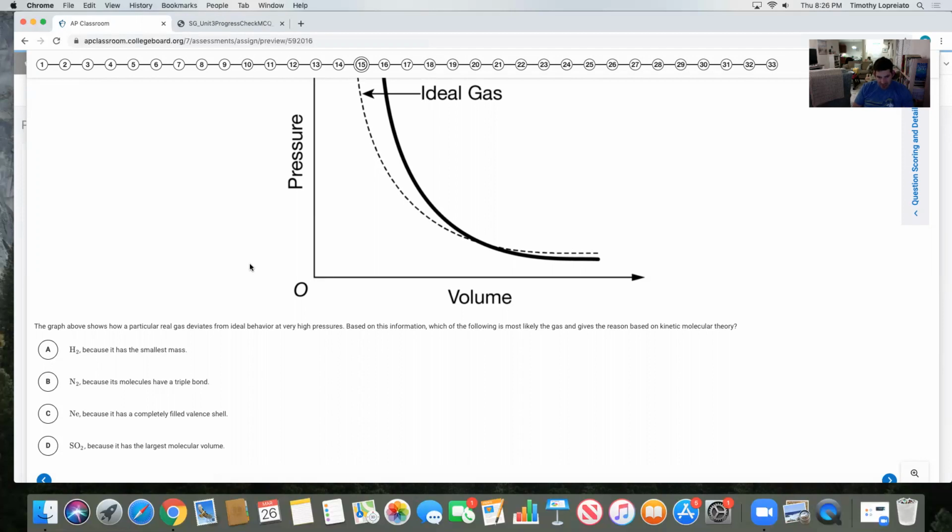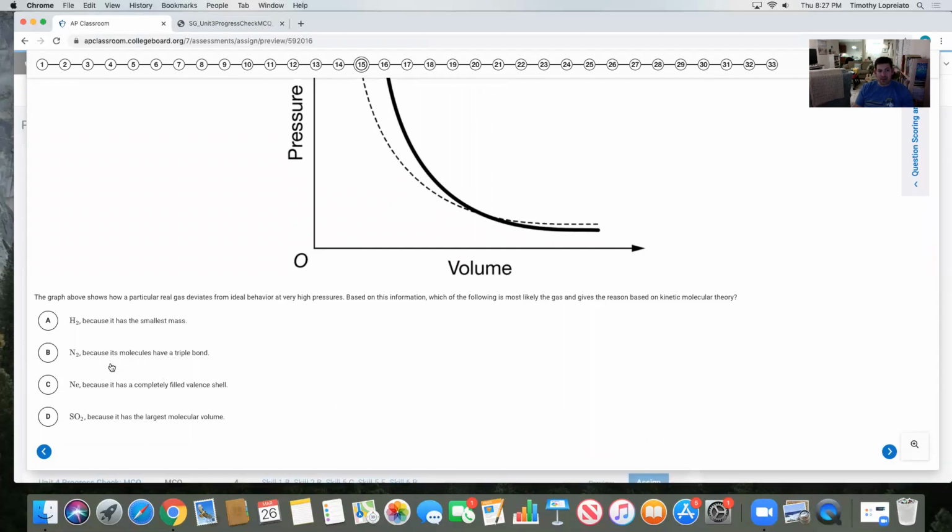Based on this information, which of the following is most likely the gas and gives the reason based on kinetic molecular theory? H2, because it has the smallest mass. N2, because its molecules have a triple bond. Ne, because it has a completely filled valence shell. SO2, because it has the largest molecular volume.